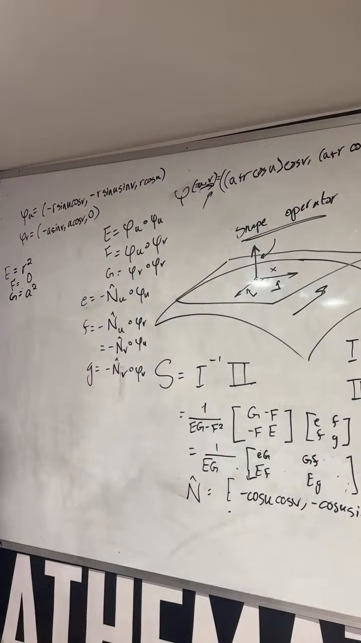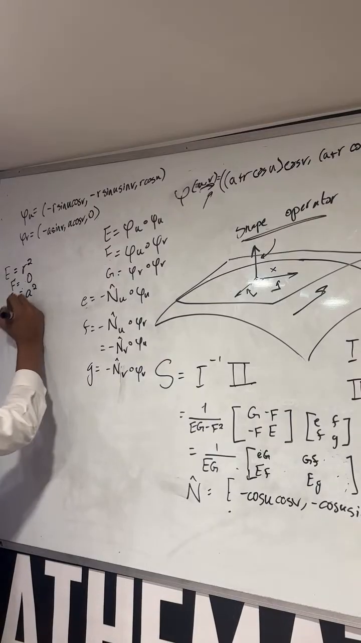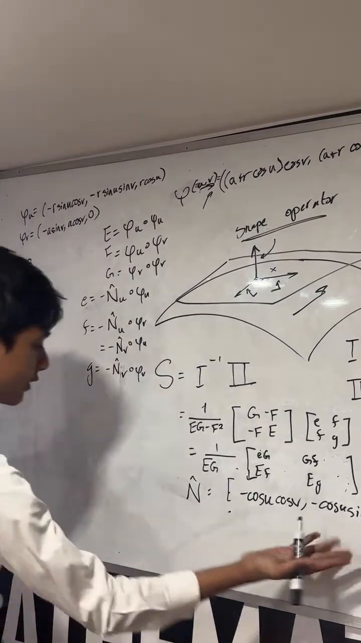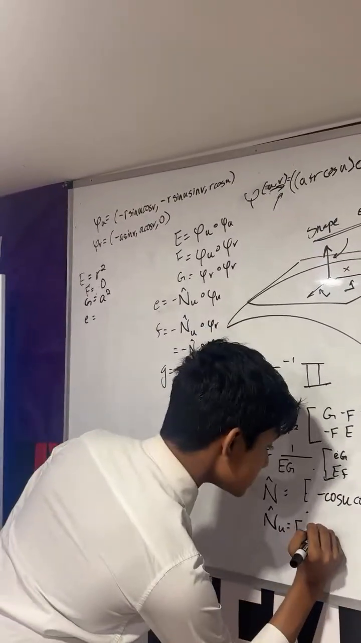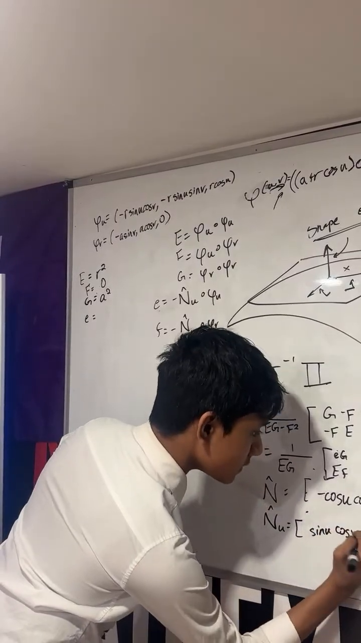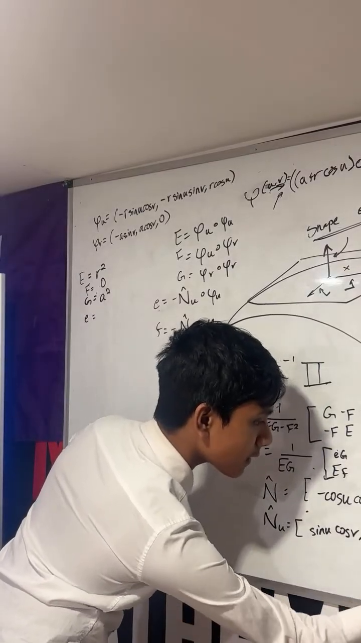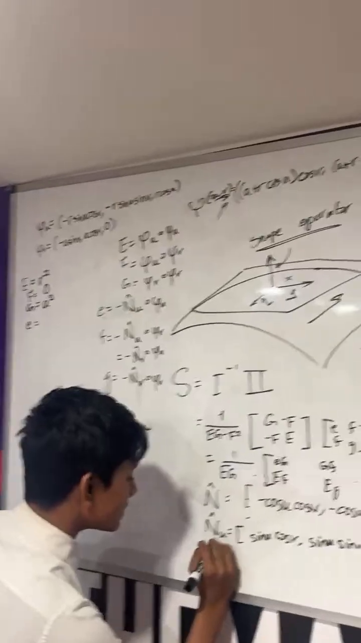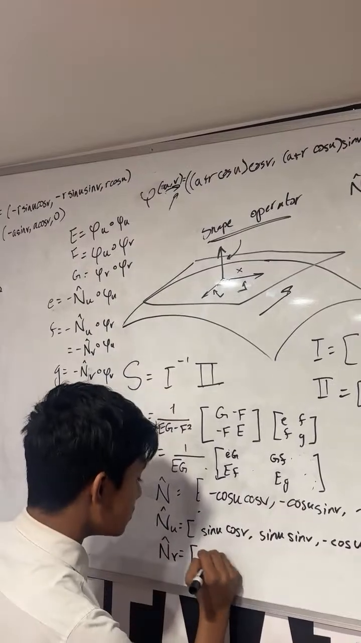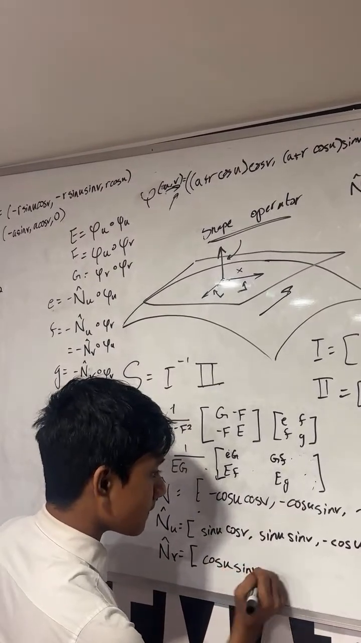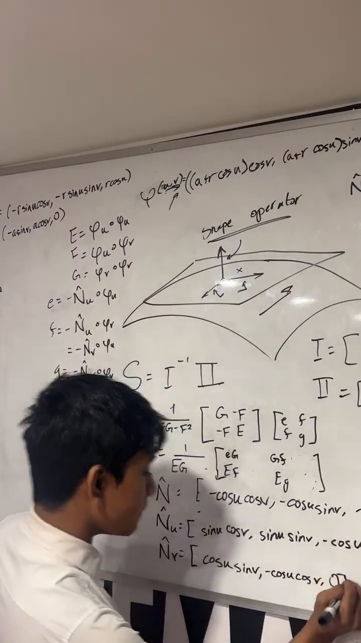Our work has significantly lessened. Now, what's E? Well, we have to actually take the derivative of this for that. With respect to u, that gives sine u cos v, sine u sine v, minus cos u. And with respect to v, that gives, expectedly, cos u sine v, minus cos u cos v, 0.